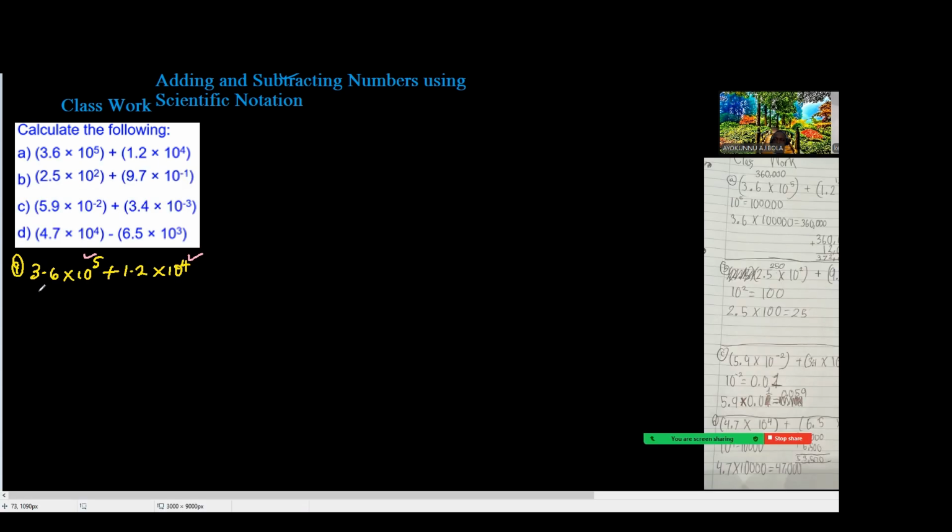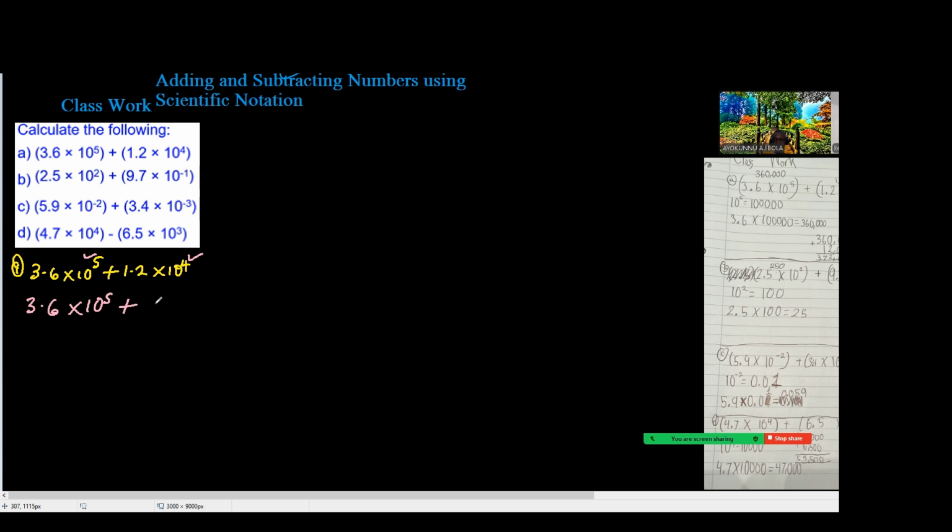So now, 3.6, the first one is 10 raised to power 5, the second one is 10 raised to power 4. We can choose which one. We can use power 5 or we can use power 4, depending on our choice. So let me use power 5 for both of them. If I want to use power 5, then I will have to change this one to become power 5. So this will remain power 5 as 10 raised to power 5.